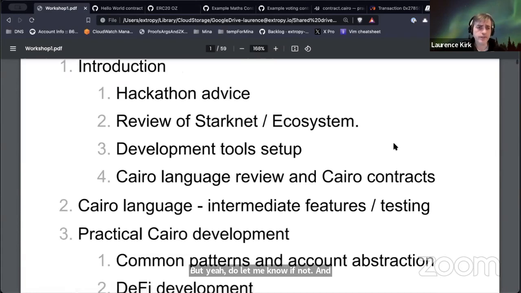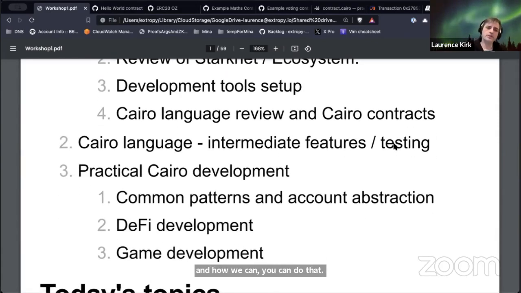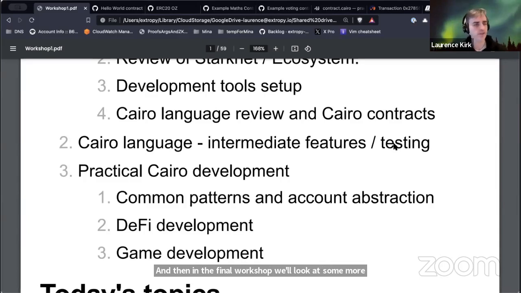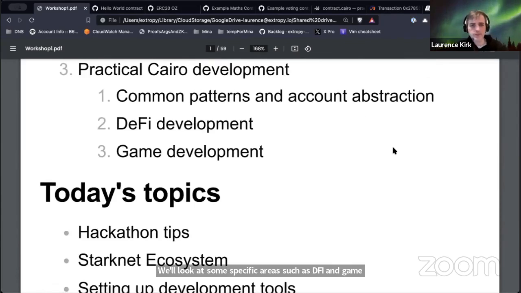In the next workshop, we'll go into more details about the language, and we'll particularly look at issues around testing and how you can do that. And then in the final workshop, we'll look at some more practicalities of development, looking at common patterns that will be useful, things like account abstraction. We'll look at some specific areas such as DeFi and game development. Okay, so that's the plan.